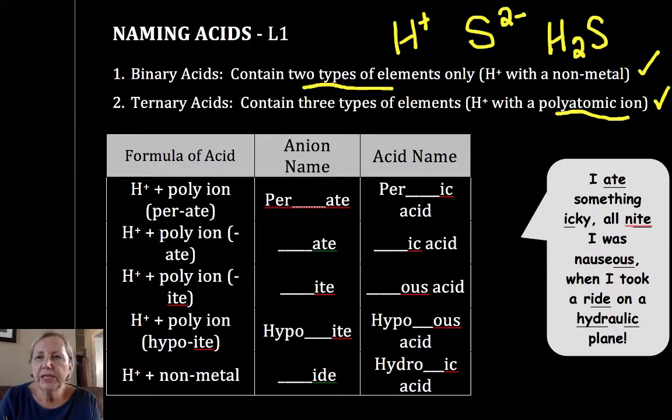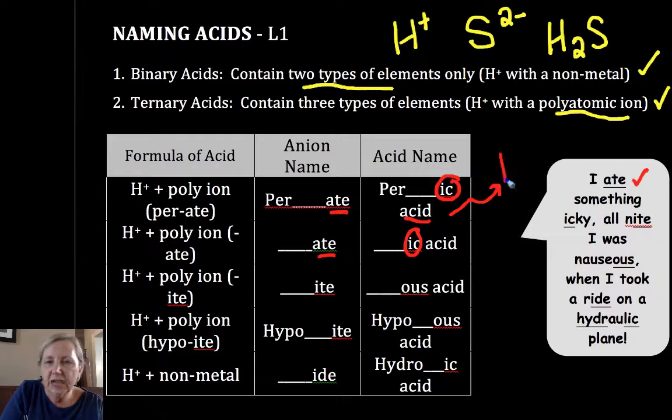Now, a student came up with a phrase that I think will help you. The saying goes, "I ate something icky." So "I ate": if the polyatomic ion ended in ATE, whether it's per-ate or just ate, you drop the ate, add ic, and the word acid. That word acid tells you that your cation is the H plus cation. So I ate something icky.